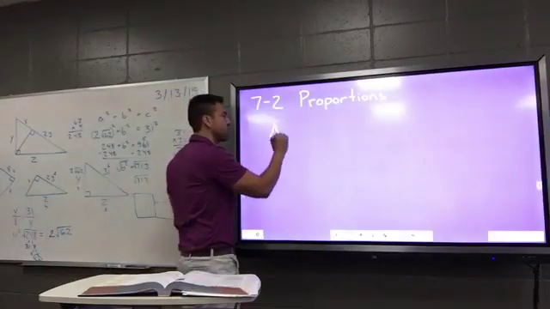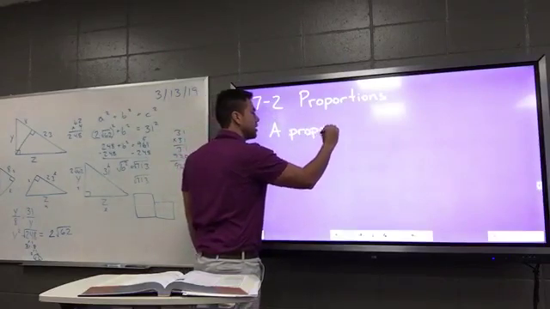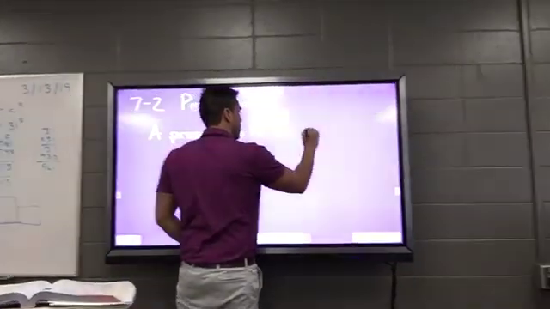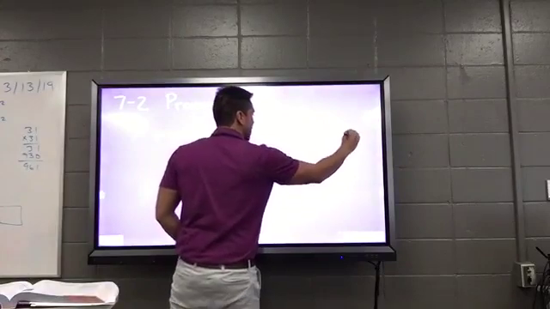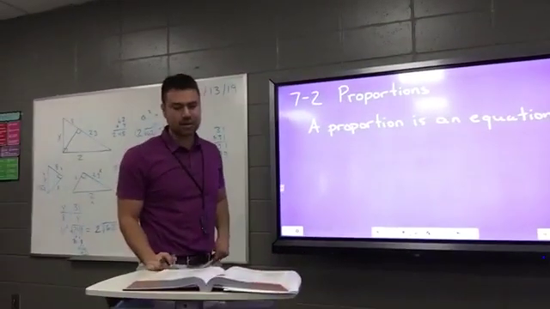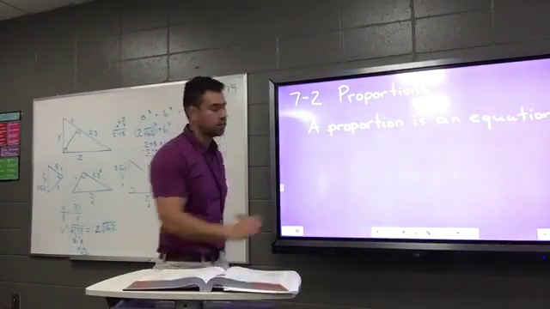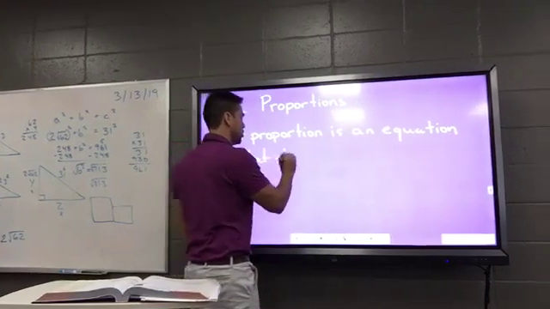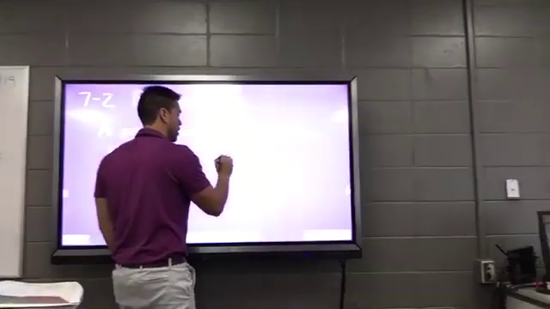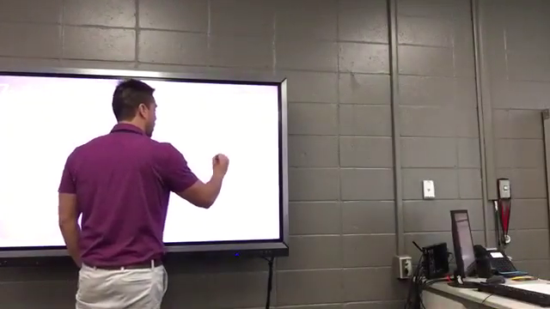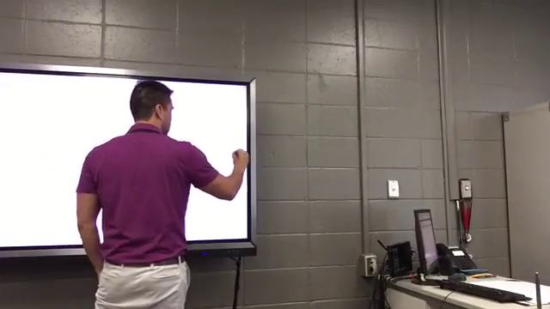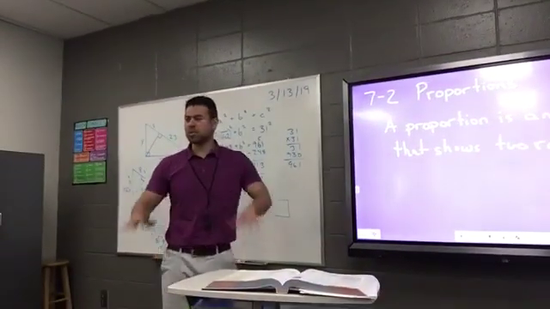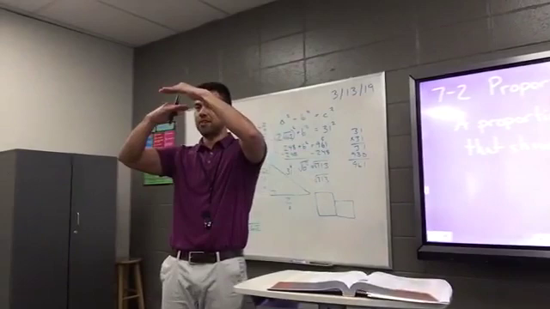Okay, I need a definition first. A proportion is an equation. So it has to have what symbol in it? Equal sign. So it's an equation that shows two ratios are equal. That's a critical component of a proportion. So what does a proportion have to have, everyone? Has to have an equal sign.